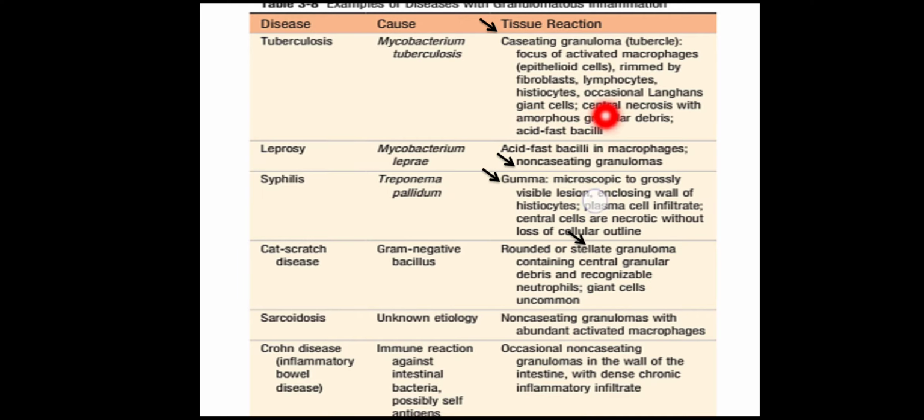Then most important is the amorphous granular eosinophilic central necrosis, and we can use a special stain, Zn stain, for the demonstration of acid fast bacilli, and this will confirm this diagnosis of tuberculosis.